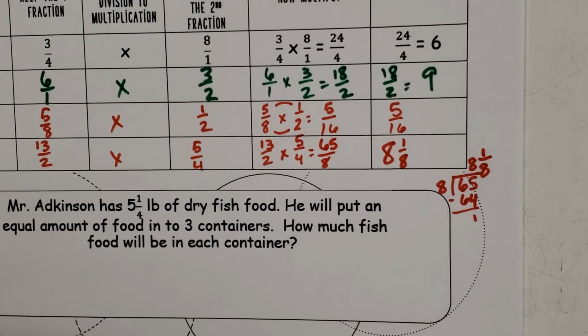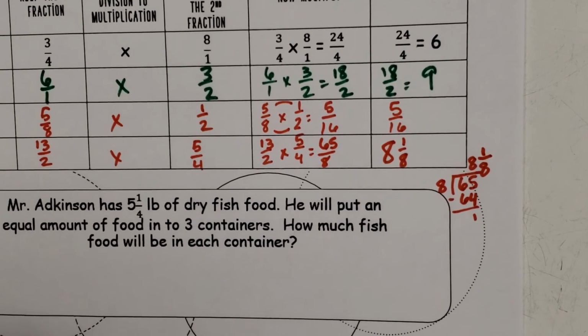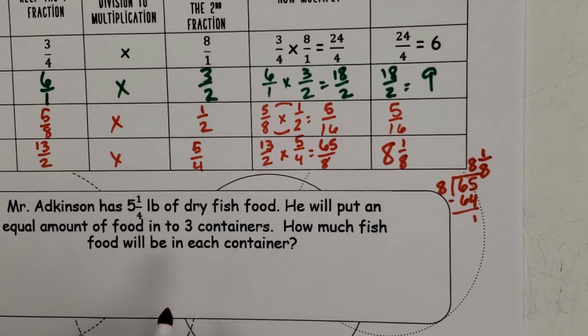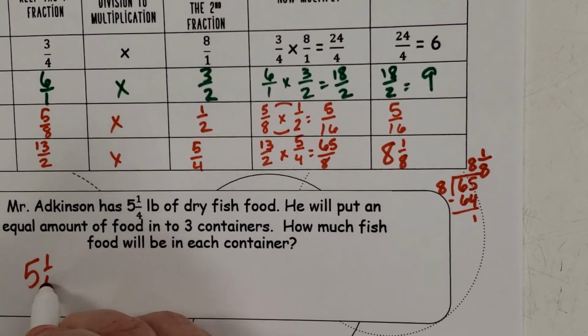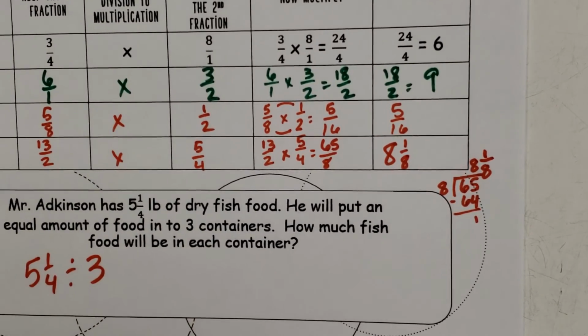All right, we're almost done. Very last problem here. Mr. Atkinson has 5 1/4 pounds. He'll put each one into 3 equal containers. So 5 1/4 divided by 3. Show me that work, okay?